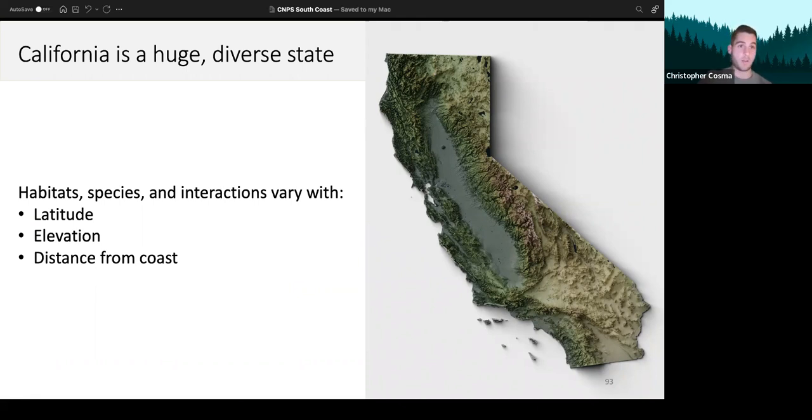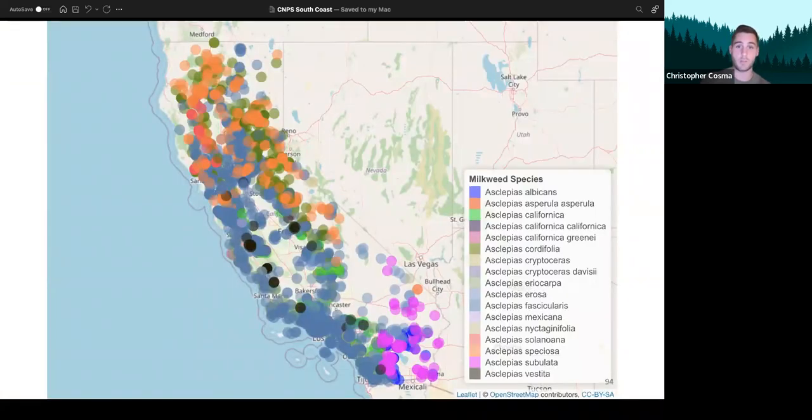So as you all are aware, California is a huge and very diverse state. And when I say diverse, we have a diversity not only of species, but also a diversity of interactions and a diversity of habitat types. And those all can vary with things like latitude and elevation and distance from coast. A really good example to highlight this consideration is, again, coming back to the monarch butterfly.